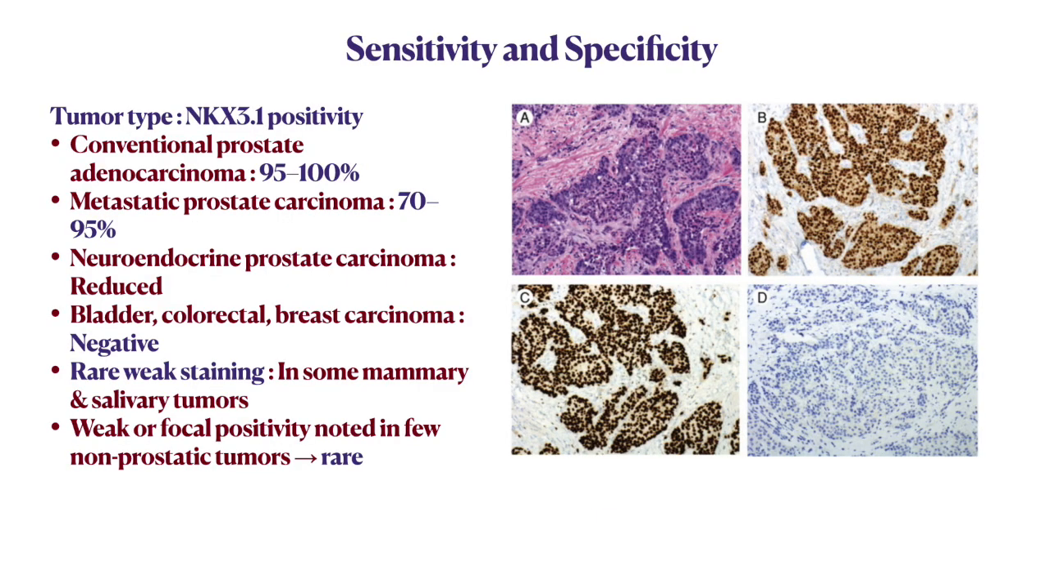In conventional prostatic adenocarcinoma, sensitivity and specificity are almost 95 to 100%, and in metastatic disease anywhere between 70 to 95%. It is reduced in other variants or high-grade prostatic cancers and neuroendocrine carcinomas.